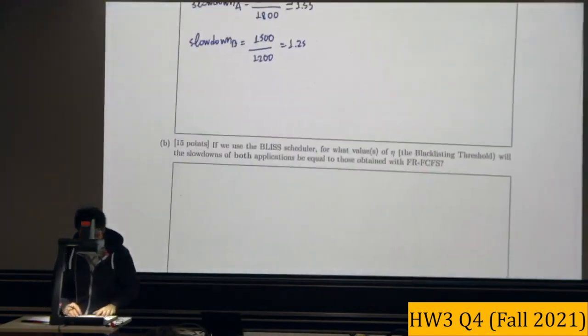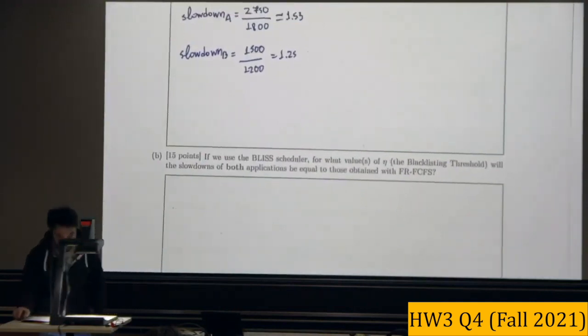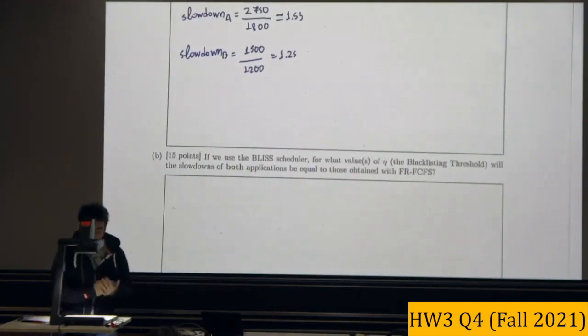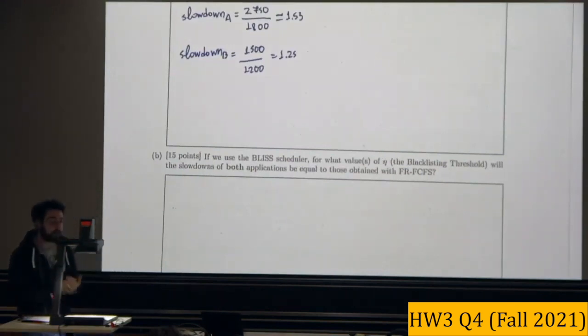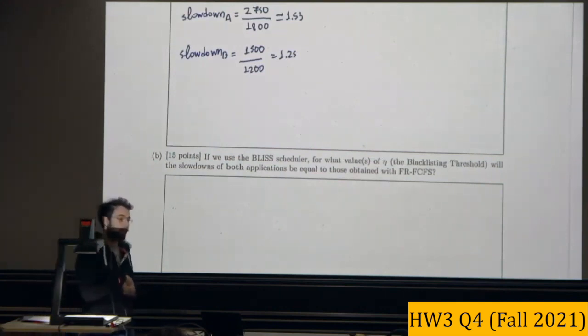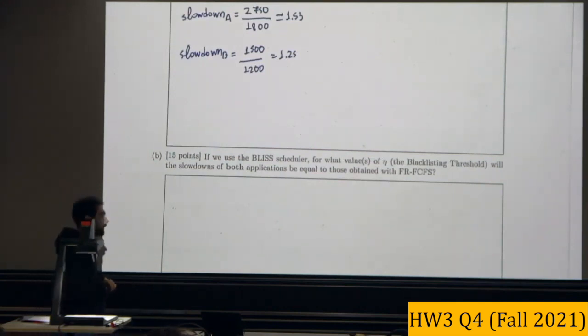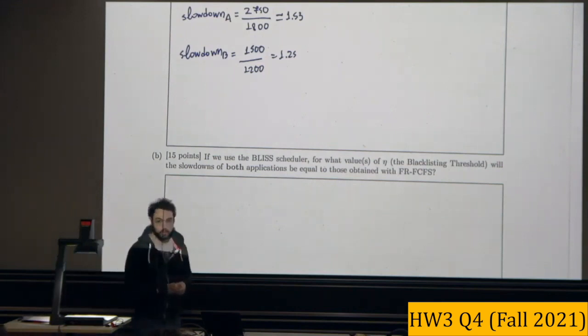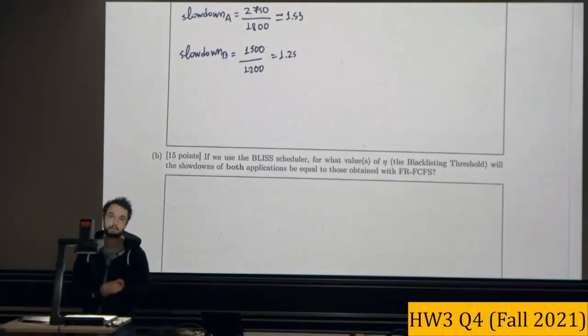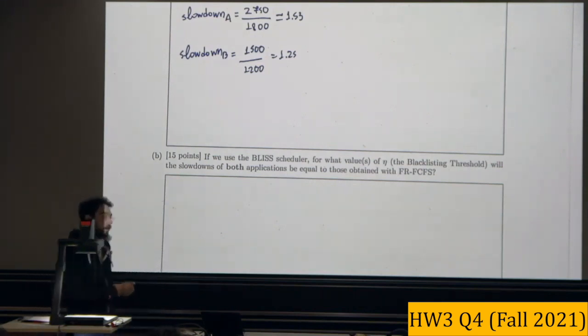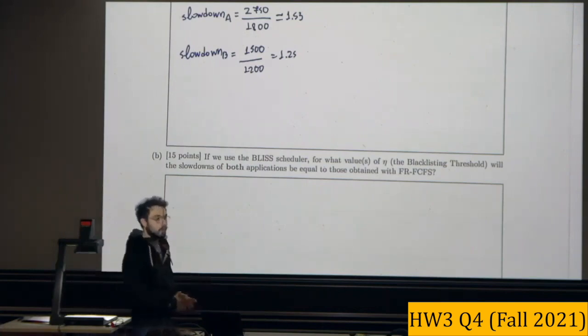Okay, let's see the second question. If we use the Bliss scheduler, which blacklists, for what values of n will the slowdowns of both applications be equal to those obtained without FRFCFS? So what we want here is the exact same slowdown, right? And to have this exact same slowdown, we need to have the same order of servicing the requests.